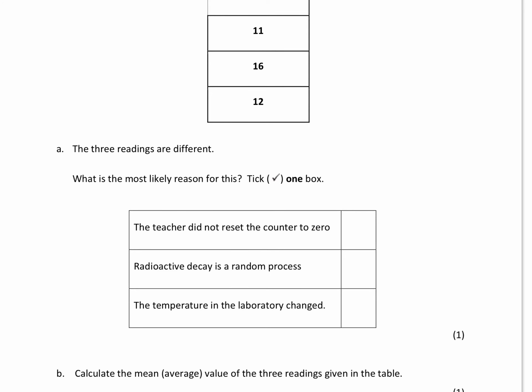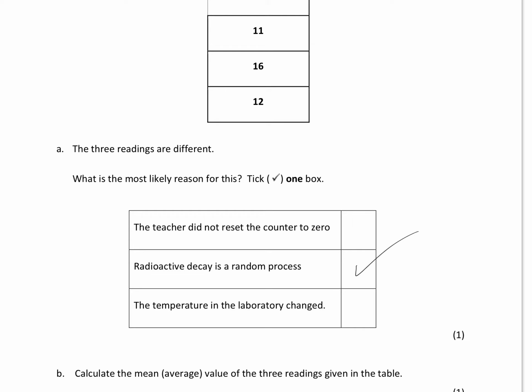It suggests, one, the teacher did not reset the counter to 0. Now this would introduce a systematic error. However, that systematic error only shifts the results up or down. It doesn't account for why we would be getting 3 different readings for what we think should be the same result. The temperature of the laboratory is a red herring. The temperature has nothing to do with radioactive decay, or at least not in these terms, because it's a spontaneous decay. The answer is B.